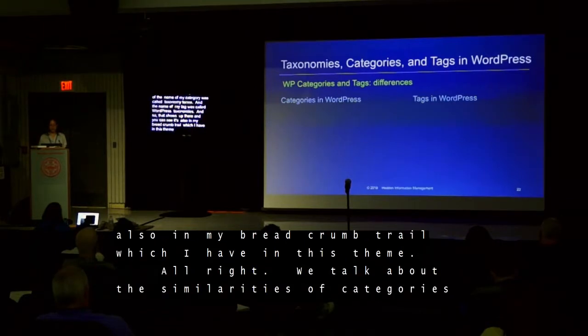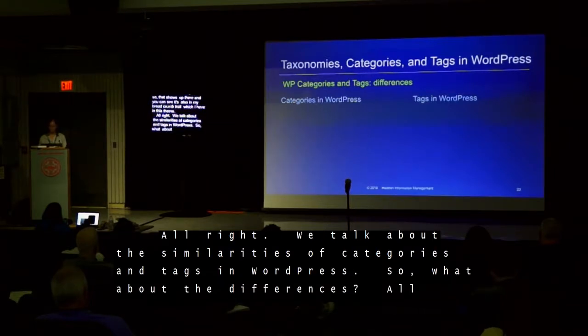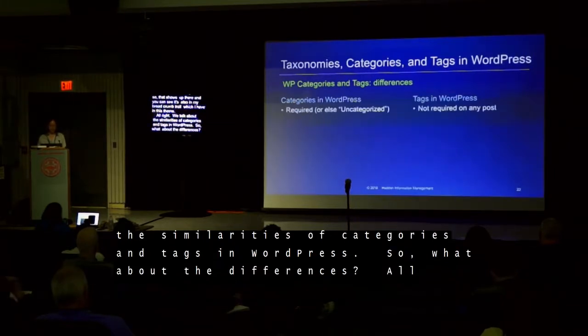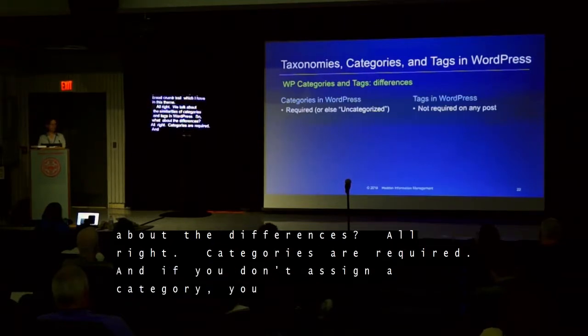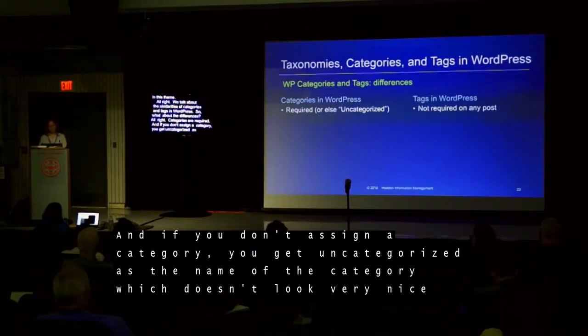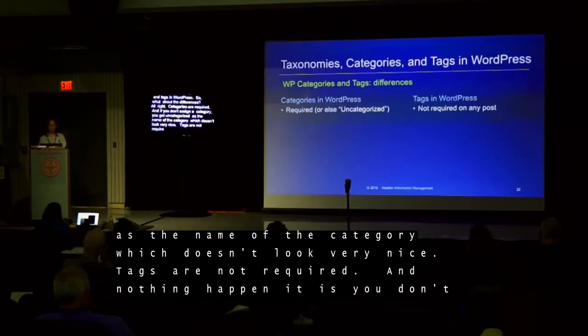All right, we talked about the similarities of categories and tags in WordPress. So what about the differences? All right, categories are required. And if you don't assign a category, you get Uncategorized as the name of the category, which doesn't look very nice. Tags are not required, and nothing happens if you don't use any.